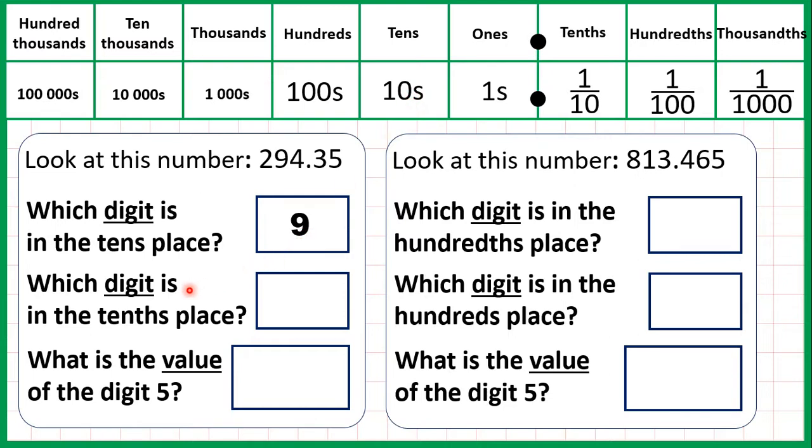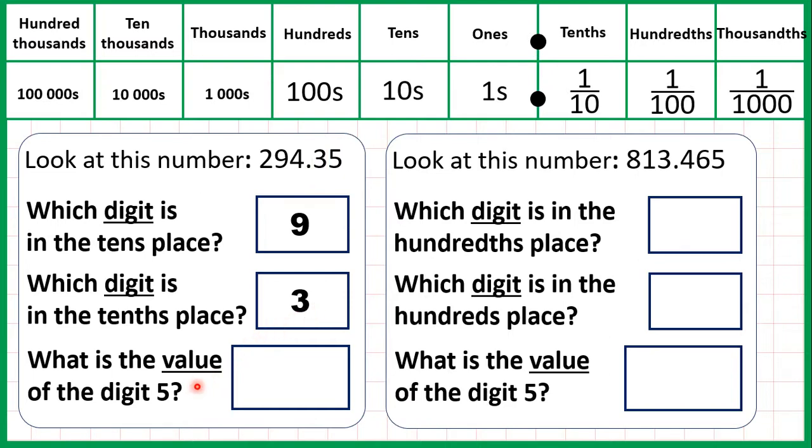Now, which digit is in the tenths place? So really important to understand, tens and tenths show something different. The tenths place value is the first digit after the decimal point. So we can find our decimal point, and we know that the first digit to the right will be our tenths digit. So we have a 3 in our tenths place.